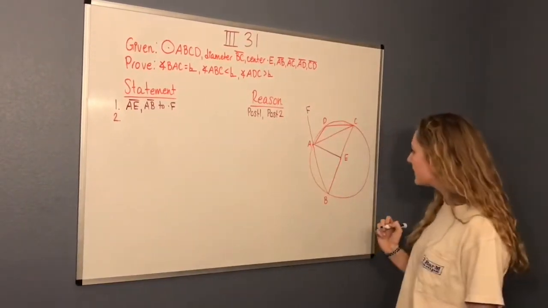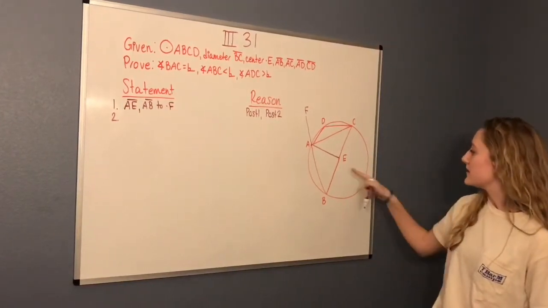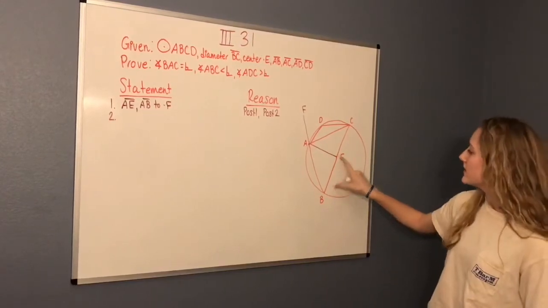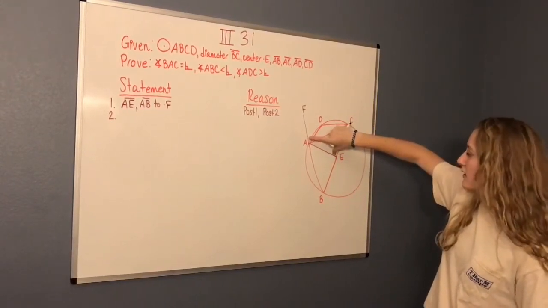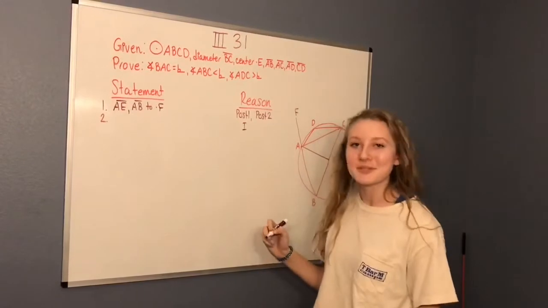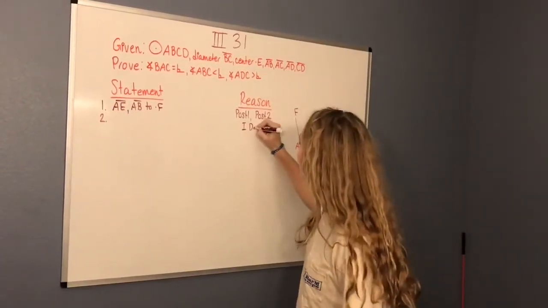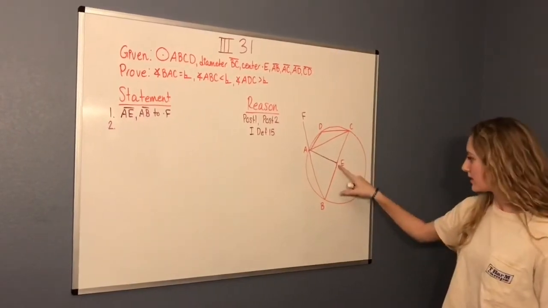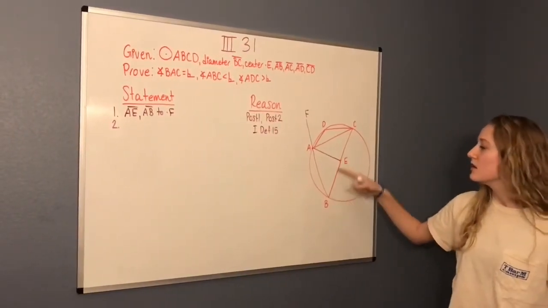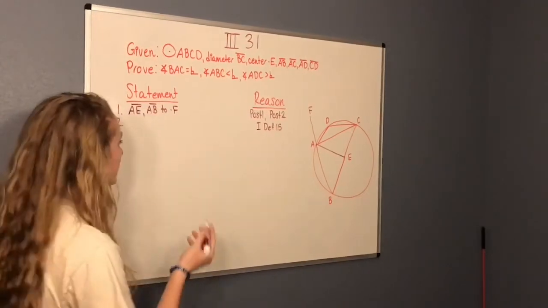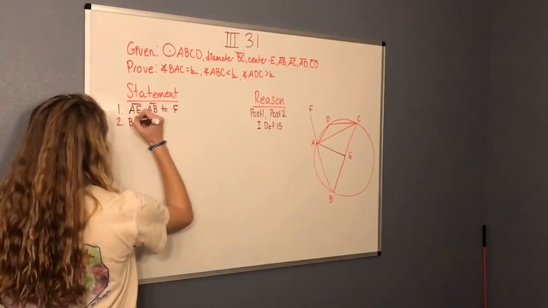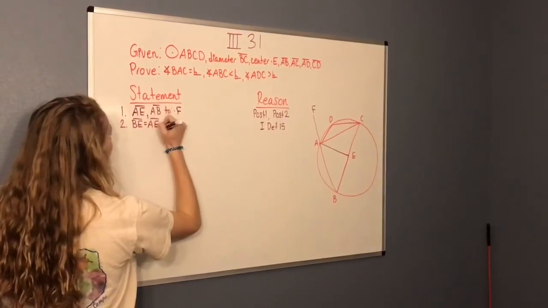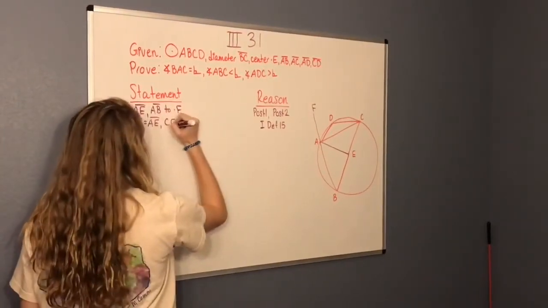The second step is, since this is our center, and we have this line BE, and then we also have this line AE, and this line CE. Because of Book 1, Definition 15, we know that any lines that come from the center and touch the outside of a circle are all equal. So that means that BE is going to equal AE, and CE is also going to equal AE.